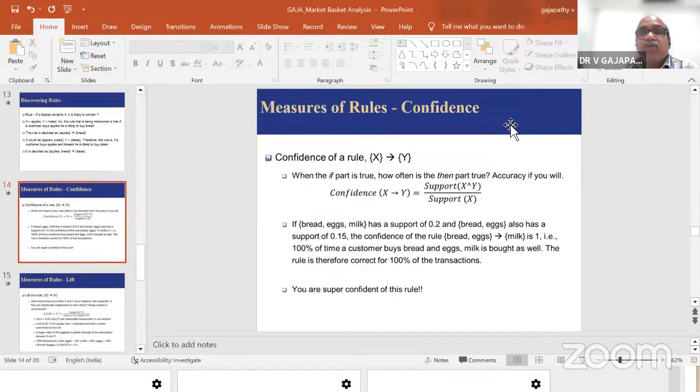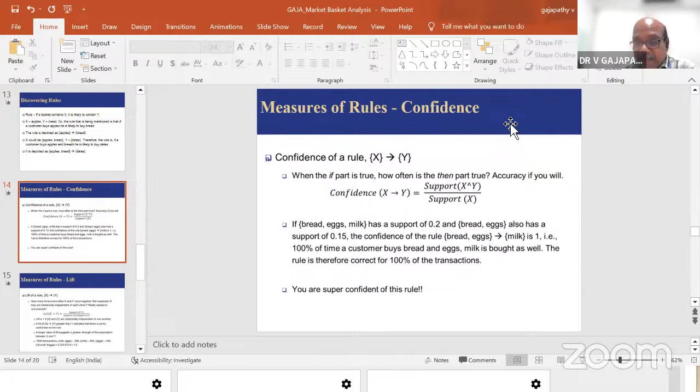Okay. Measures of rules, confidence of a rule. X implies Y. And you see the confidence of X implies Y. This confidence is very easy now. Support of X and Y divided by support of X. When the if part is true, how often is the then part true? Accuracy, if you will. This is confidence actually. This is related to accuracy. Therefore, support XY divided by support X.